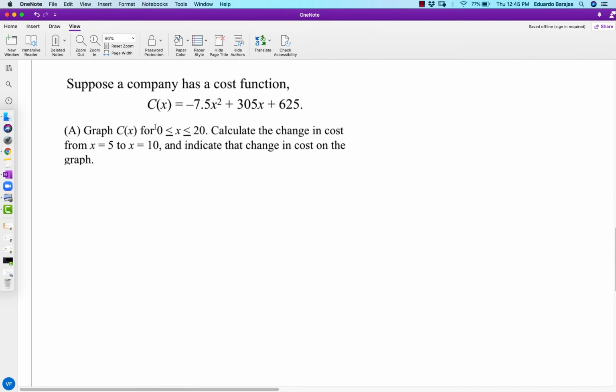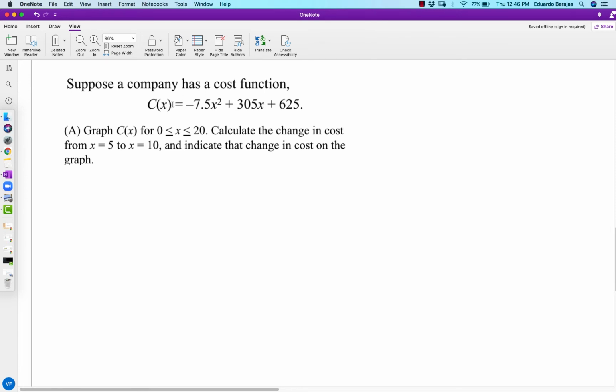Okay, so when we produce 0 units, when x equals 0, we see that there's still a fixed cost of $625. When x is equal to 1 unit, 1 squared times negative 7.5, and then 1 times 305. So at 1, we add these two to make it 630, 930, and then subtract off 7.5, which would make it 922.5. Okay, and then we can find other values that way.